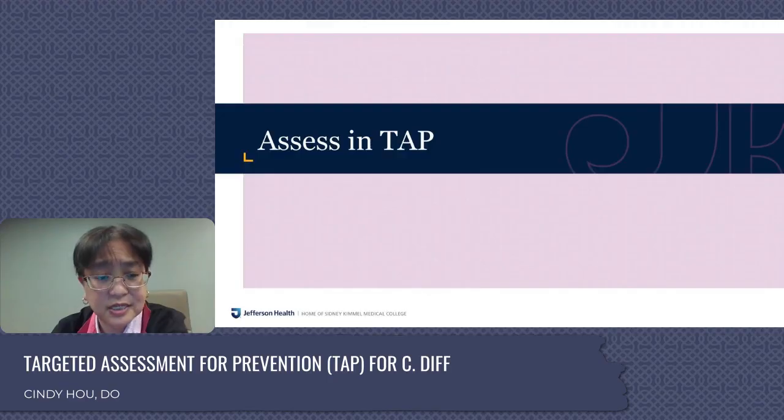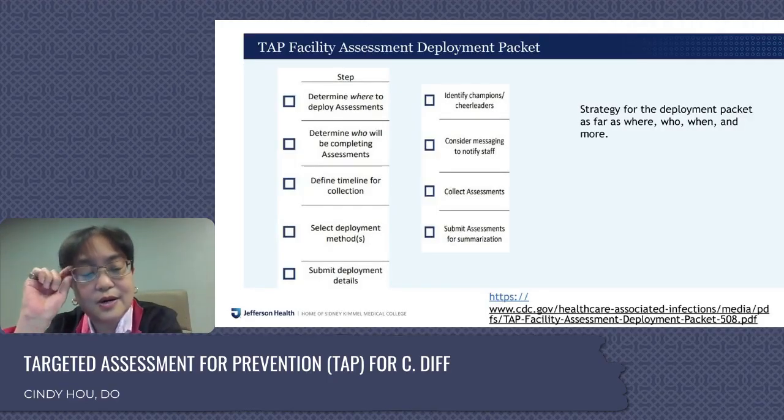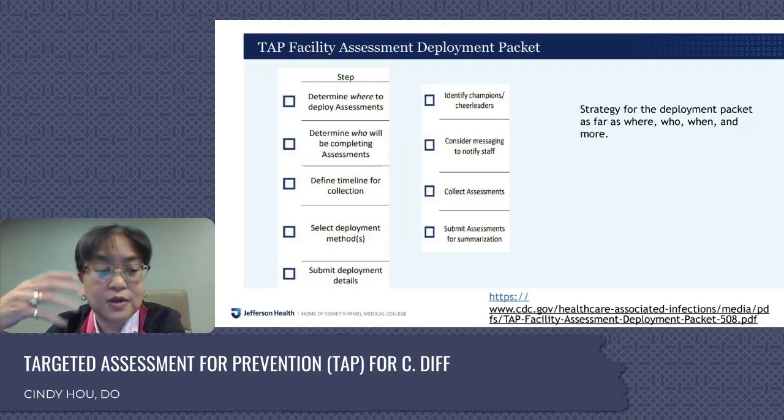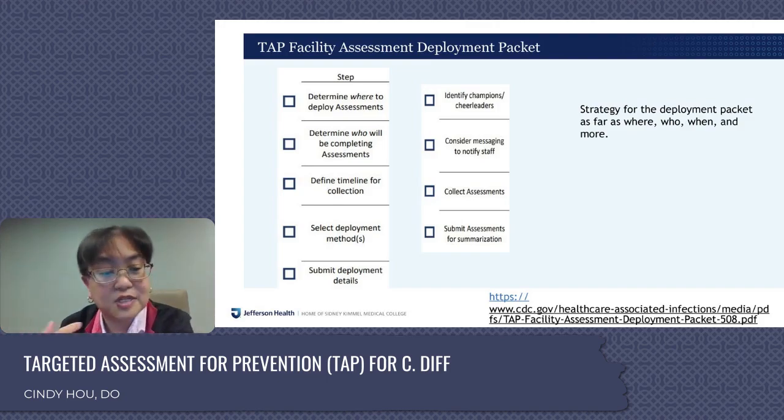Okay, so the second section in TAP is assess. And this has many different areas that you have to begin to think about before you actually do the survey assessment. For instance, where are you going to do it? Is it all of your hospitals or certain units? Who's going to be completing these surveys or assessments? What's your timeline? How are you going to deploy? Are you going to have various meetings, or a meeting about a meeting, or an email?